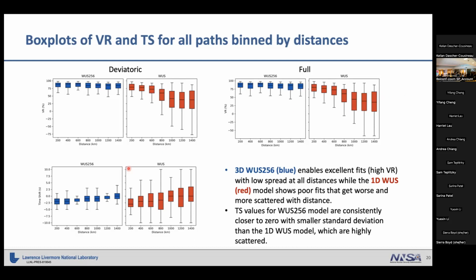Excuse me, Andrea, but the 3D model, the WUS 256, has a 1D average, which is different from WUS probably. Yes, it is. So you haven't convinced me that it's not the 1D model average that causes this distance shift. It could be just because most of the nonlinearity in the propagation problem is in the 1D model. I mean, I'm sure you're right, but this doesn't convince me. Okay. See what I mean? Yeah, I'd like to see a comparison of the WUS model with the average of the WUS 256.